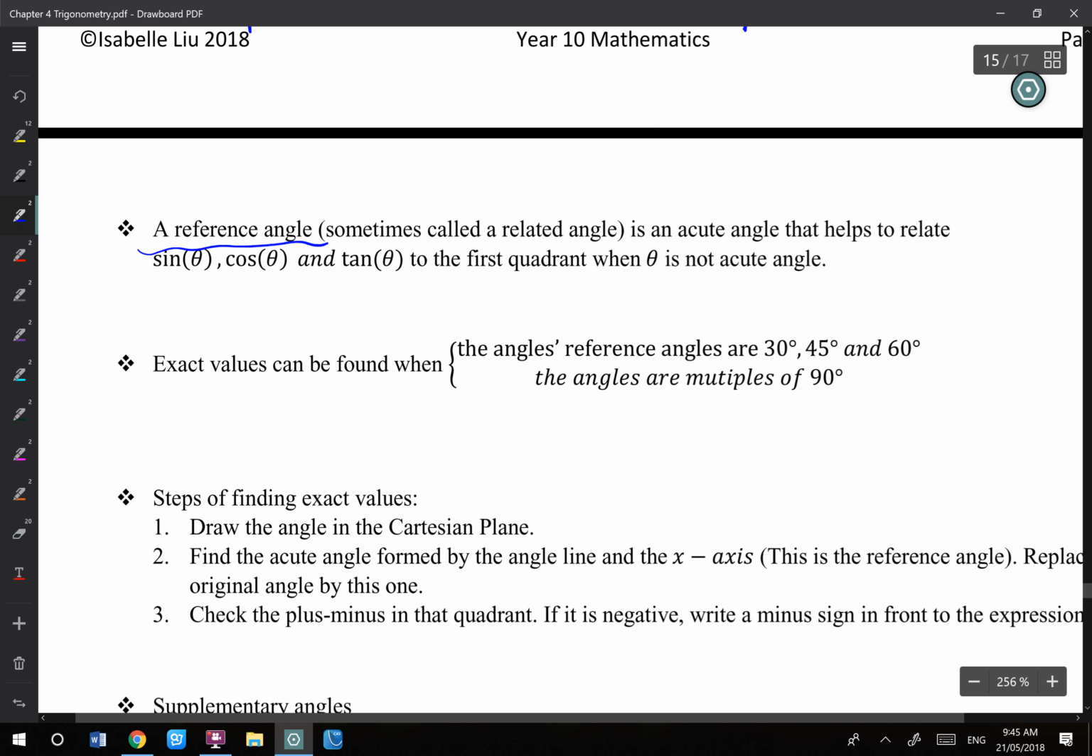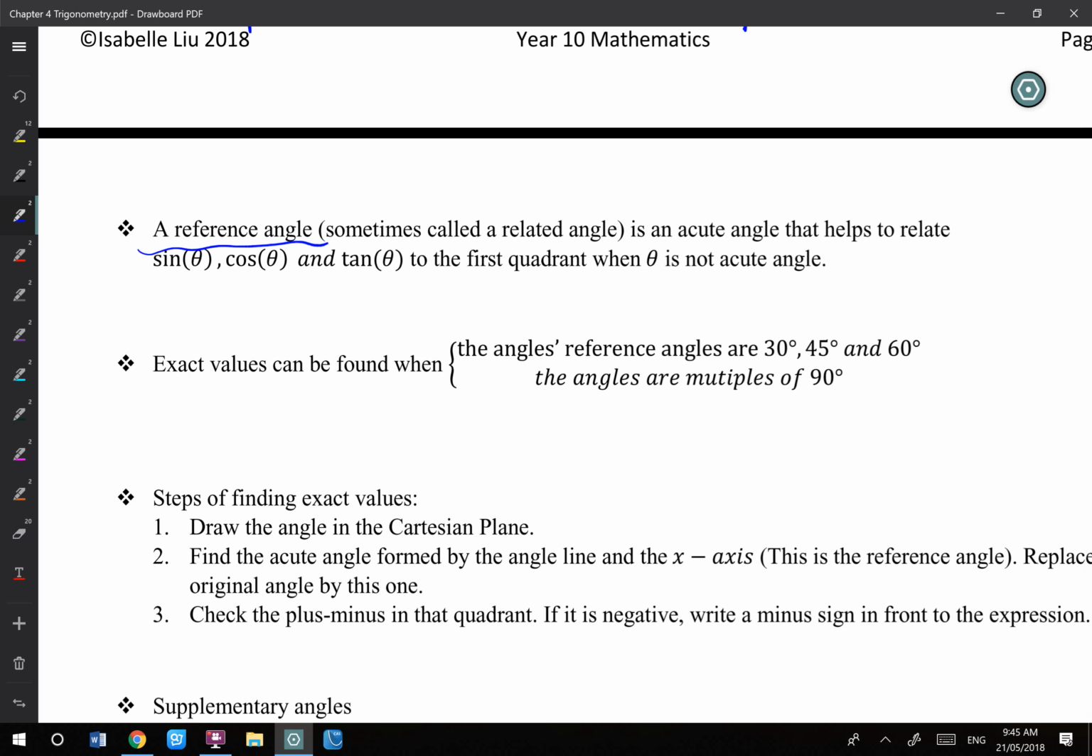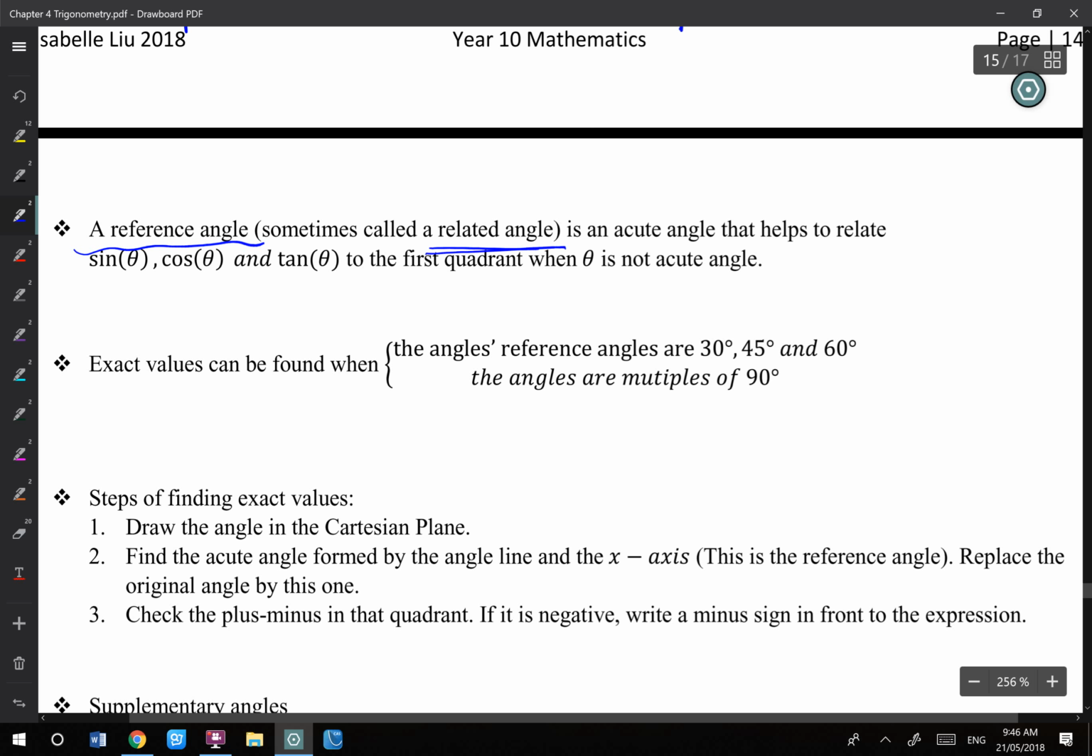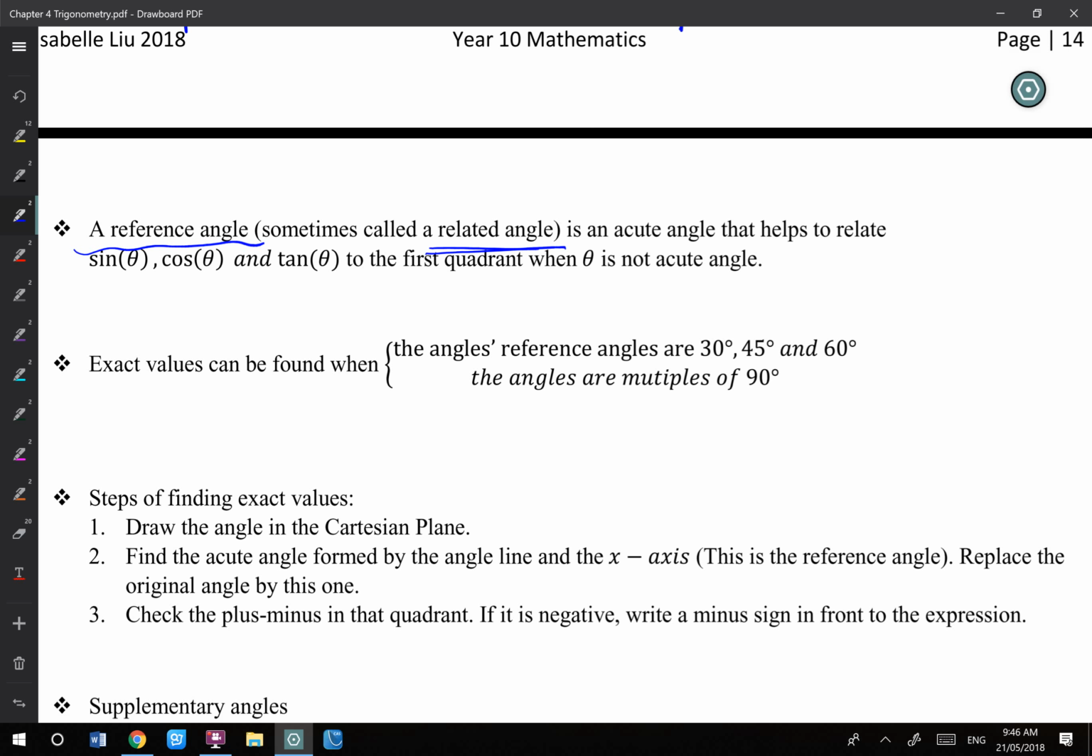Okay, a reference angle. So what is a reference angle? A reference angle sometimes is called a related angle. It's the acute angle that helps you to relate sine, cosine, and tangent to the first quadrant value when the theta is not acute. For example, I want sine 120. I have no idea what sine 120 degrees is. I want to change this 120 to some smaller angle in the first quadrant to give you the same thing.